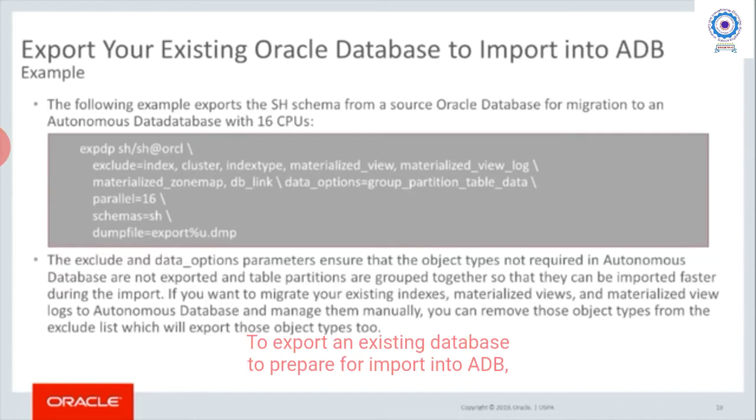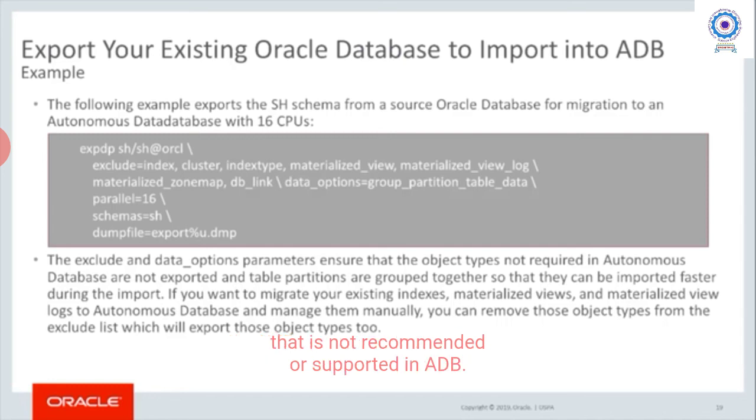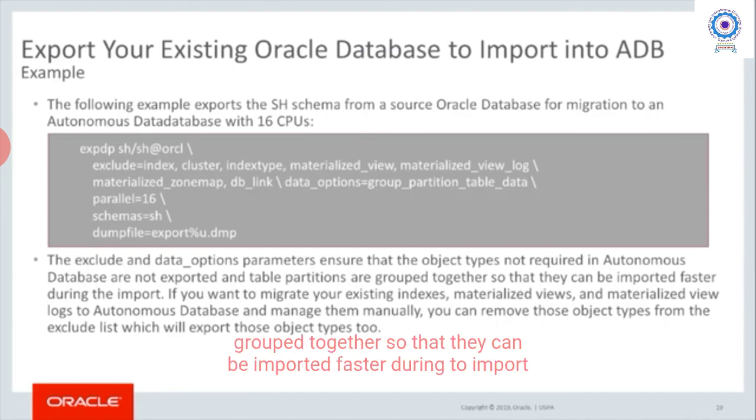To export an existing database to prepare for import into ADB, use the expdp command and add the exclude option for database functionality that is not recommended or supported in ADB. This will prevent errors during the import process. In this example, the exclude and data_options parameters ensure that the object types not required in the Autonomous Database are not exported, and table partitions are grouped together so that they can be imported faster during the import of your schemas and data.